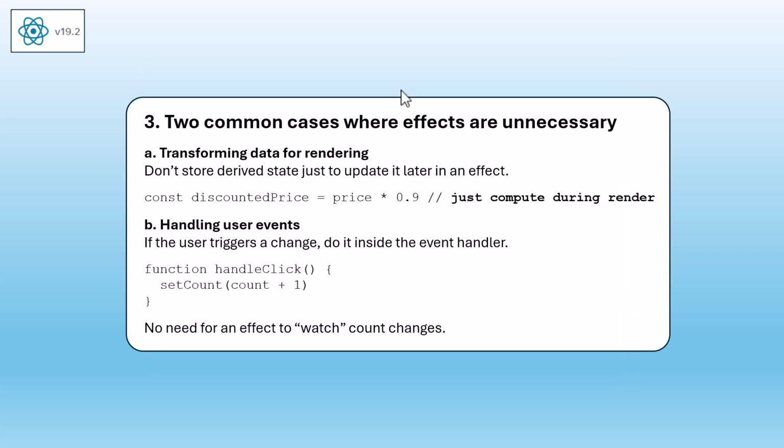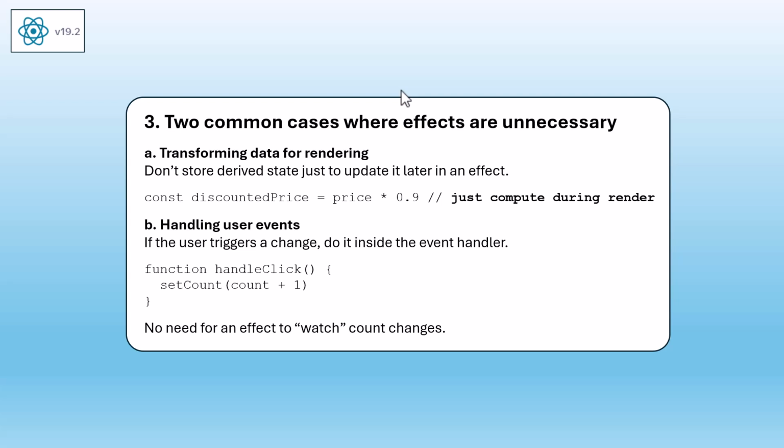3. Two common cases where effects are unnecessary. The article identifies two typical scenarios in which developers reach for an effect but don't actually need one. Transforming data for rendering. For example, you might think to keep derived values in state and update them in an effect when some other state or props change. But instead you can calculate derived values during rendering. Since rendering already happens when props or state change, this is simpler and avoids extra renders.